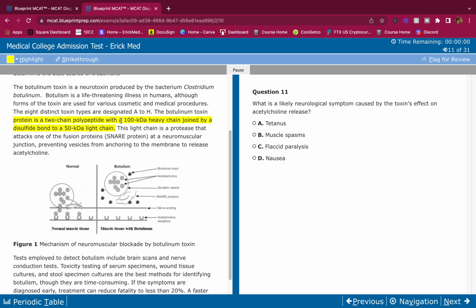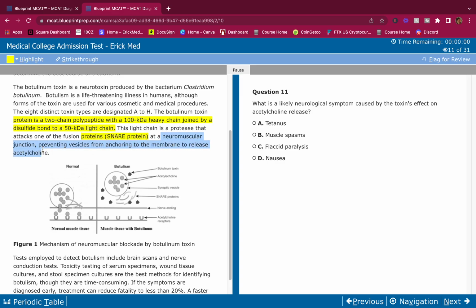Okay. This light chain is a protease that attacks one of the fusion proteins at a neuromuscular junction, preventing vesicles from anchoring to the membrane to release acetylcholine. Okay. This is important. It attacks the fusion protein, the SNARE protein, at the neuromuscular junction.